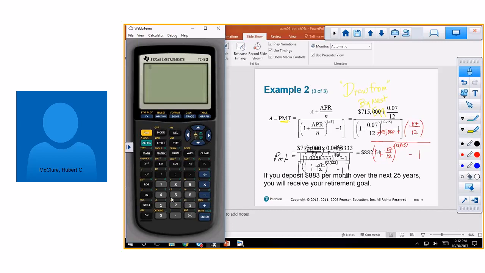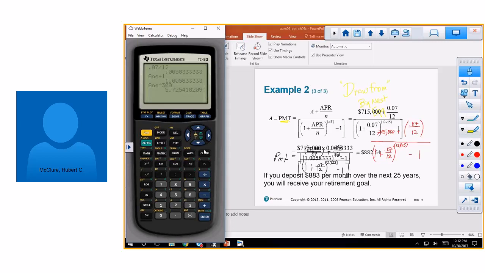So let me try it again. Let me go 0.07 divided by 12 plus 1 raised to the 300th power. Wait a minute. Now that would make sense. They've got a multiplication symbol here, but they got a plus symbol here. That would make sense. That's what we're doing wrong.